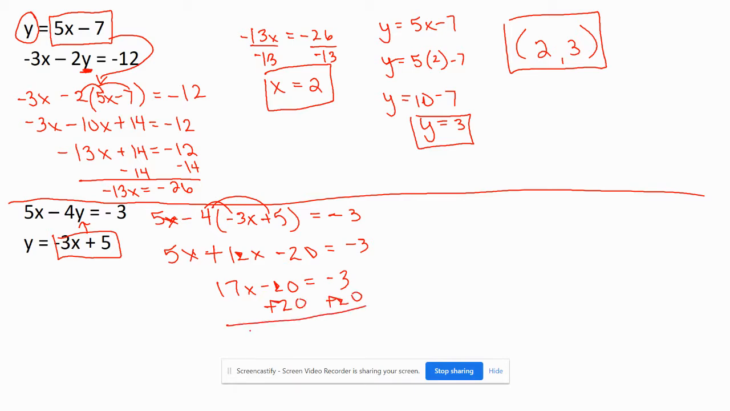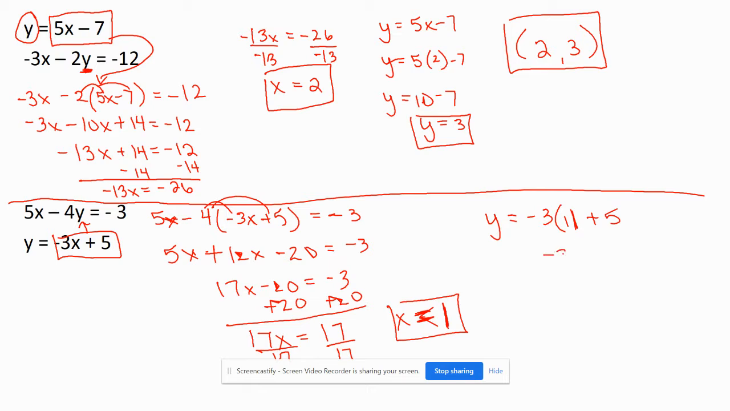Remember, we're moving everything away from x. 17x equals 17. Divide by 17 on both sides. And x is 1. So I have x. And I'm going to plug that into my slope-intercept equation. X is 1, so I'm going to put 1 instead of x in negative 3x plus 5. Solve that, you would get negative 3 plus 5. Y equals positive 2.